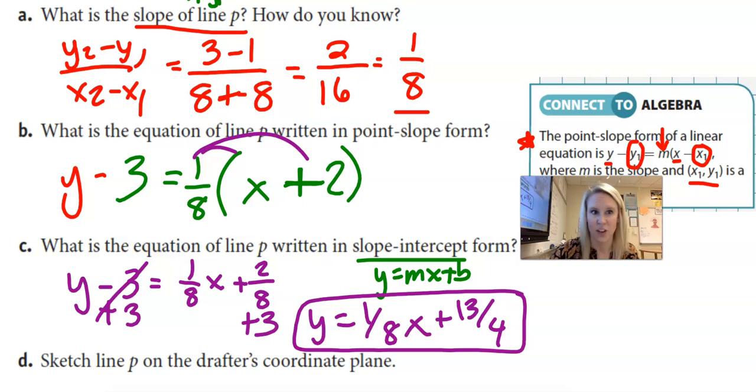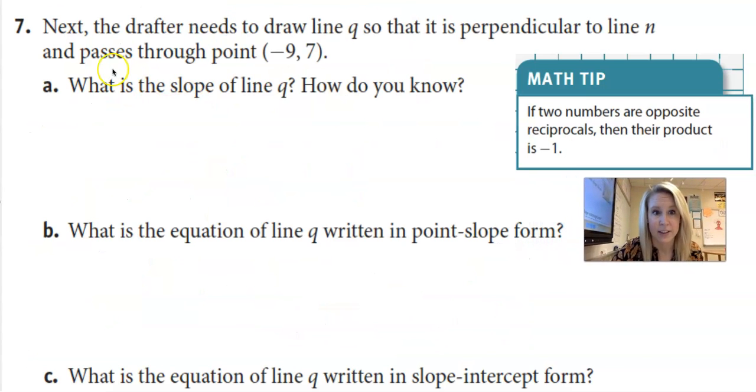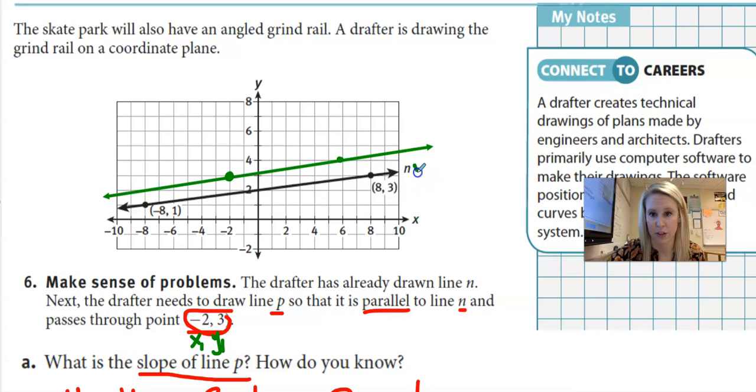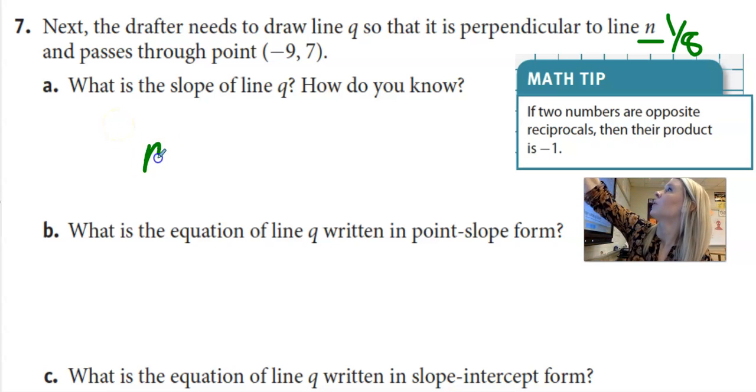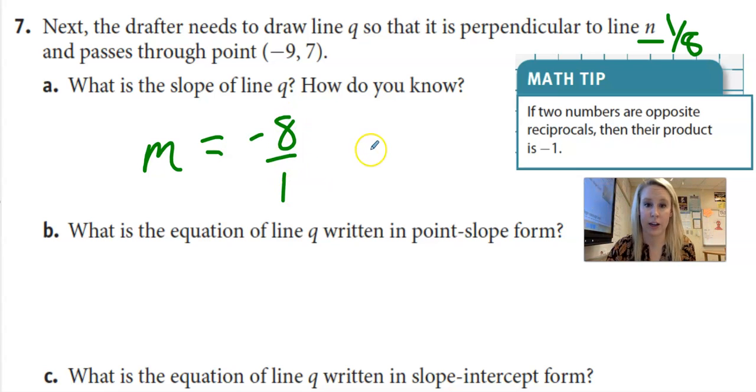Okay, moving on. All right, the drafter needs another line. He needs line Q so that it is perpendicular to line N going through this point. So let me go back and figure out what line N's slope was. So we found the slope of this was 1/8. Okay, so I'm going to write that. All right, we're going perpendicular to that. So perpendicular means opposite reciprocal. So that means my slope is going to be -8/1 or -8 because it has to be an opposite reciprocal.